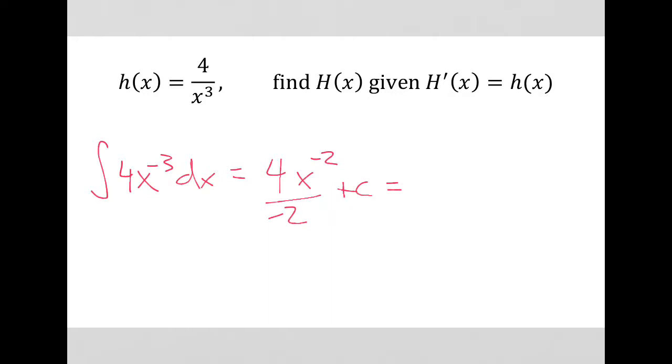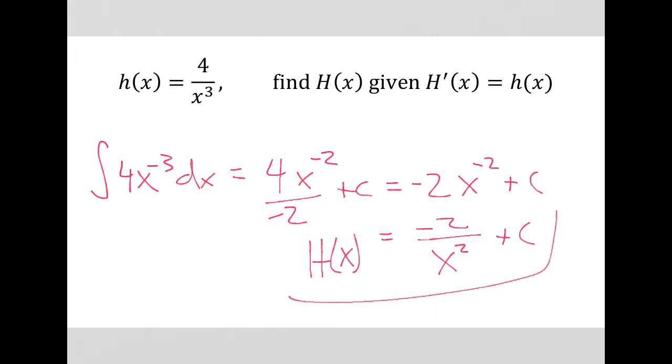and now let's simplify. 4 over negative 2 gives us a negative 2, x to the negative second, plus c, which we could choose to write as negative 2 over x squared, plus c if we wanted to, and that would be our big h of x function right there.